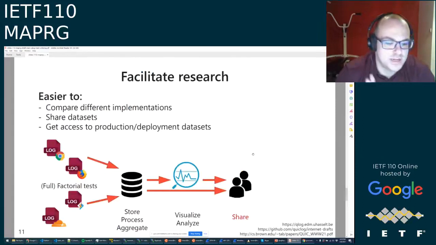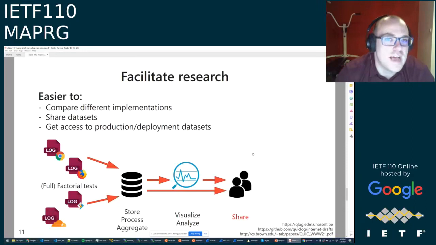I think from a research perspective, and that's why I want to bring this to the MAPRG, this approach will make it much easier to compare different implementations of protocols, which in my opinion is something that is often severely lacking in the academic research community to date. I also think it would make it much easier to share data sets and to reuse them or revalidate results. And then my hope is also that we might, in this way, get a bit more access to actual production or deployment level data sets, if they can be properly anonymized first, of course.